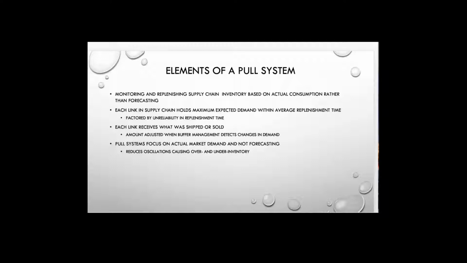Pull systems are more resistant to oscillations because we use more real-time data. This is where the VMI comes in. VMIs are very good with pull systems because we're able to share the real-time data with all the players within a lean system, and they can adjust their replenishment times accordingly based upon real-time data. Whereas if you have a push system, you generally are not going to use the most recent demand data.